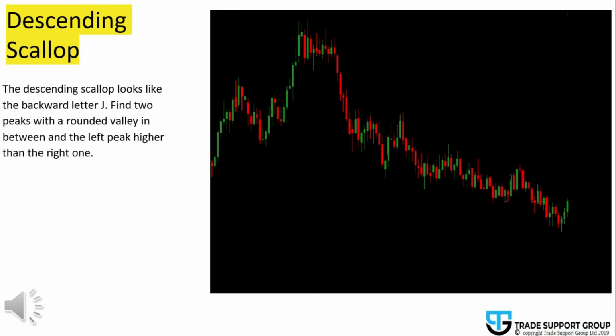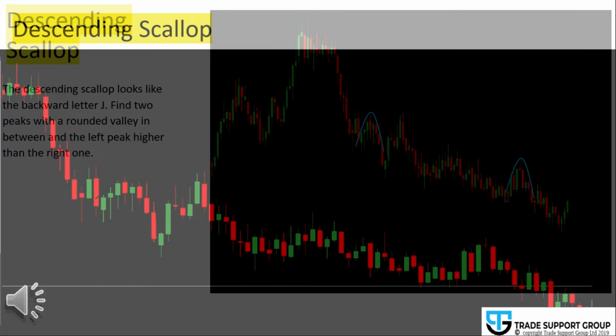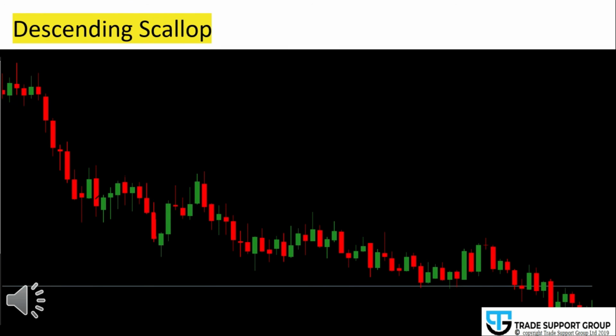The descending scallop looks like the backward letter J. Find two peaks with a rounded valley in between and the left peak higher than the right one. This is the exact inverse of the ascending scallop. Ascending and descending scallops are arguably the most common chart patterns.